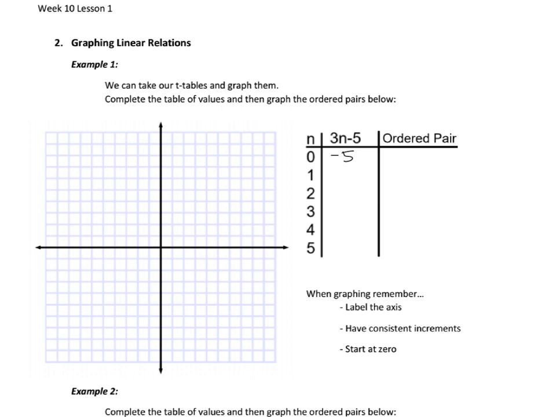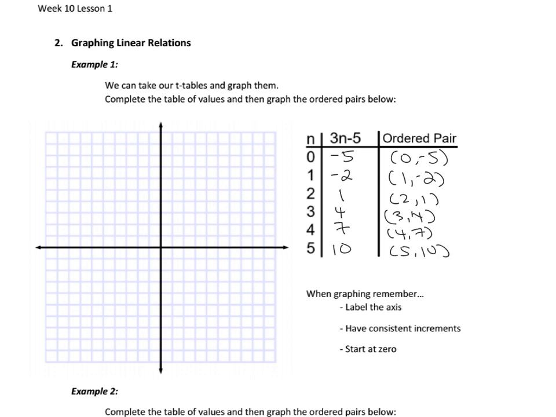So I'm going to substitute in 0 for n, and I have 3 times 0, which is 0, minus 5 gives me negative 5. And on here, I have 3 times 1, which is 3 minus 5 gives me negative 2. 3 times 2 is 6, minus 5 is 1. 3 times 3 is 9, minus 5 is 4. 3 times 4 is 12, minus 5 is 7, and then the last one's going to be 10. So my ordered pairs for these are 0 and negative 5, 1 and negative 2, 2 and 1, 3 and 4, 4 and 7, and 5 and 10.